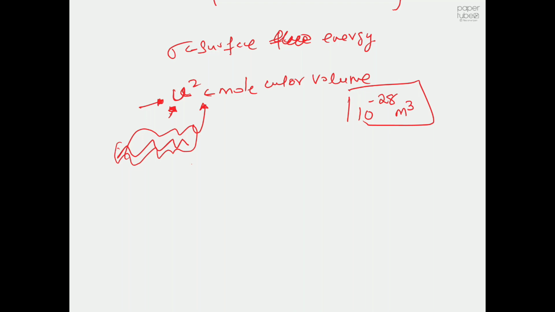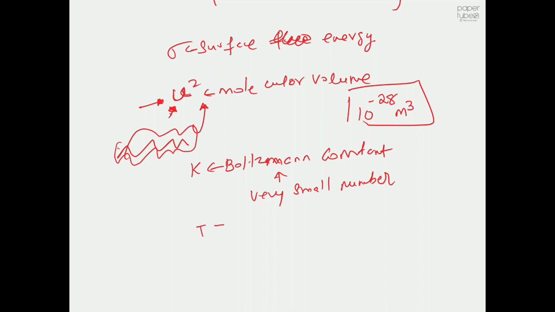And then k is your Boltzmann constant. Again, a very small number. And then T is your temperature.